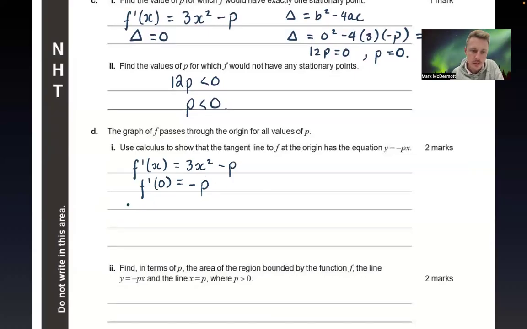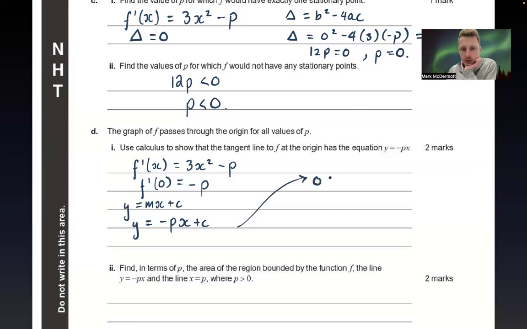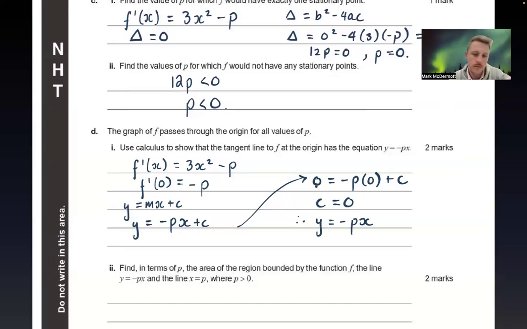So what we can do is set up y equals mx plus c as our linear line. We know that m is negative p, so y equals negative p x plus c. Okay, we don't know what c is, but c is going to be 0 because at the origin, the x value is 0 and the y value is 0. So sub that in, and clearly, hopefully you can see, you get c equals 0. Therefore, y equals negative px is the tangent.